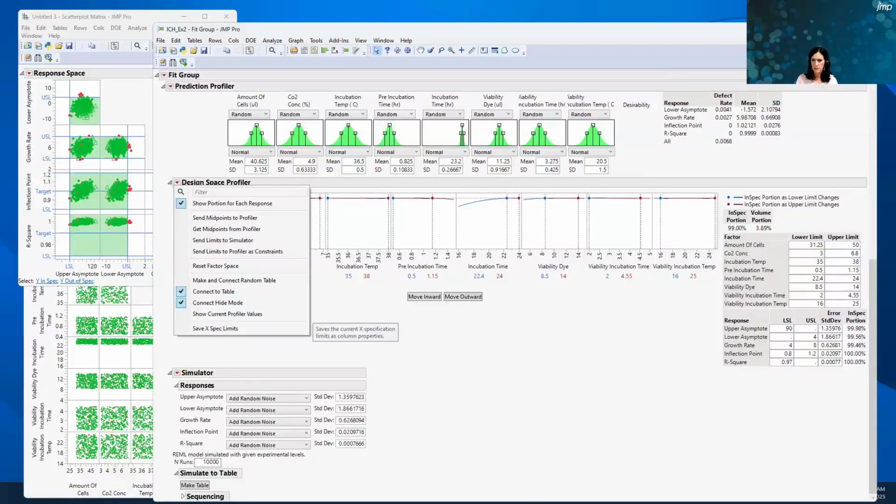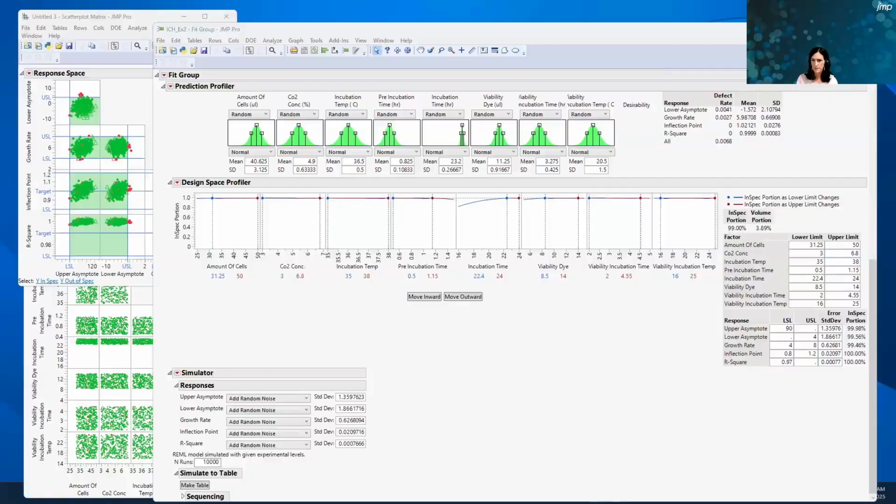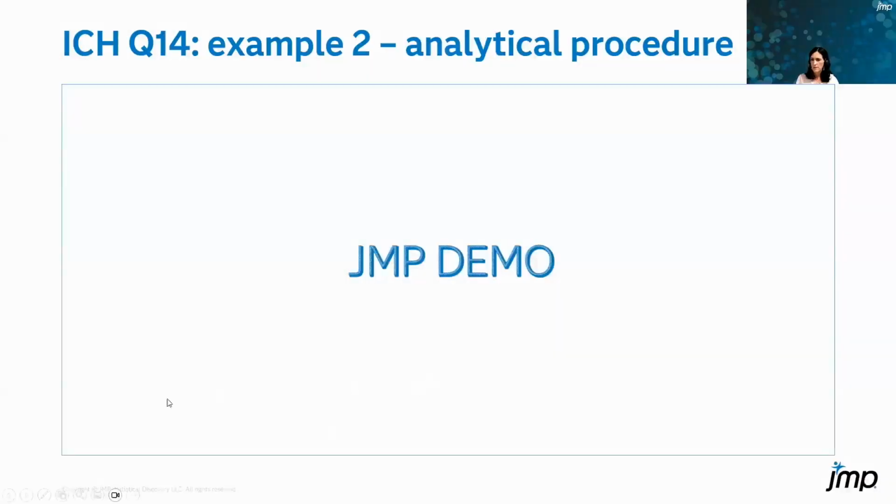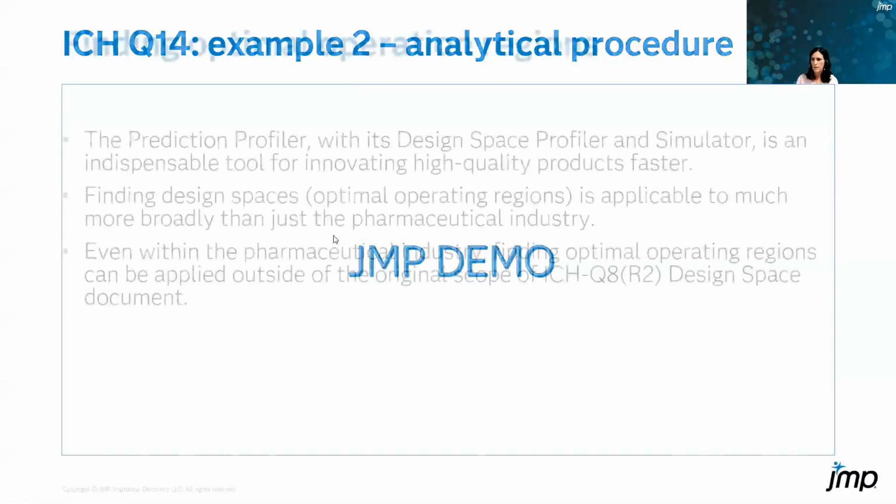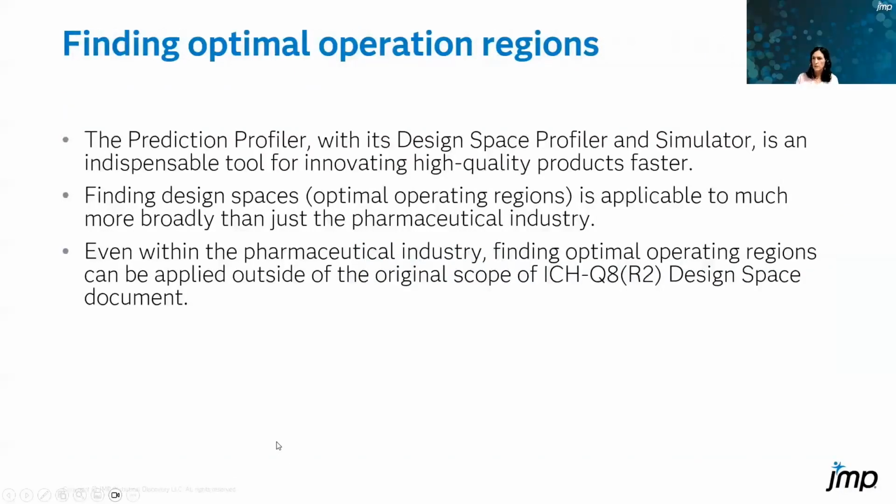So very quickly, I'll go back to my PowerPoint slides and just want to give some concluding thoughts. So the prediction profiler with its design space profiler and simulator is an indispensable tool for innovating high quality products faster. So finding design spaces or optimal operating regions is applicable to many more applications than just the pharmaceutical industry.